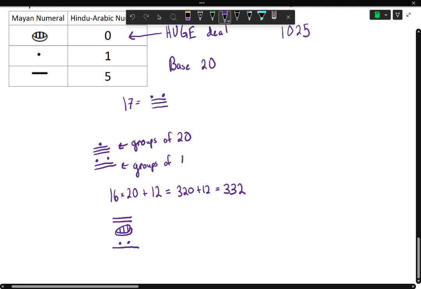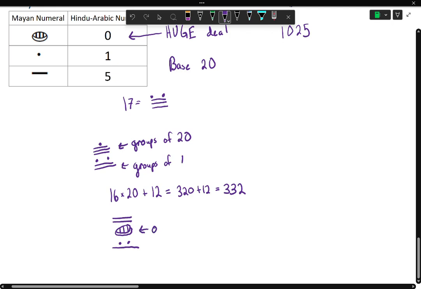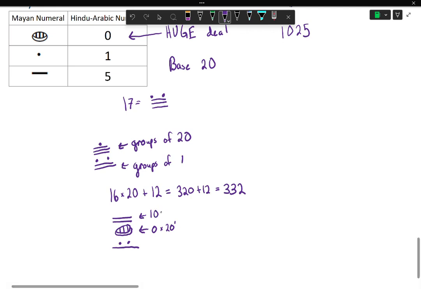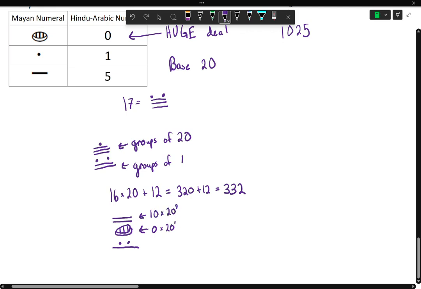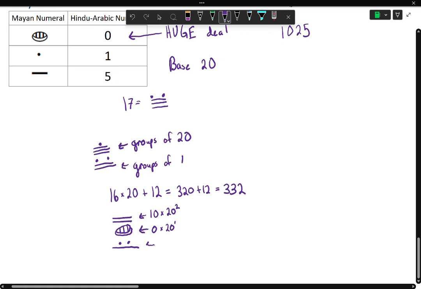So what does this tell us? This tells us we have 0 times 20 to the first, but up here I have 10 times 20 squared, or 10 groups of 20 groups of 20. And this kind of sad face down here represents 7 times 20 to the 0 power.